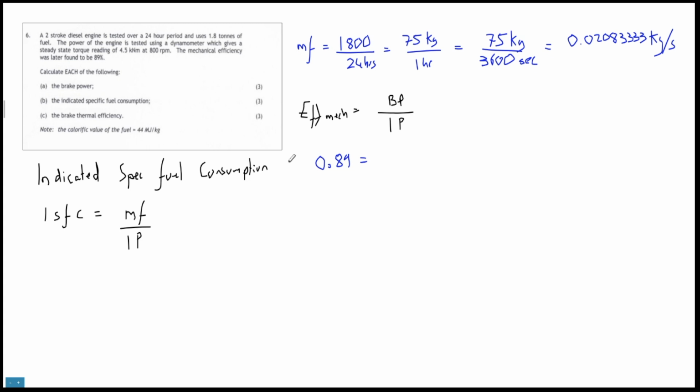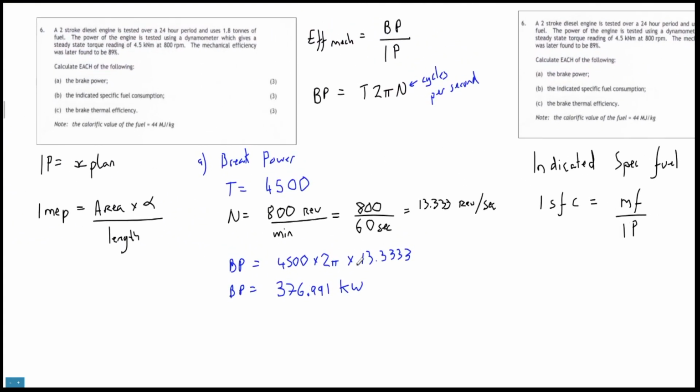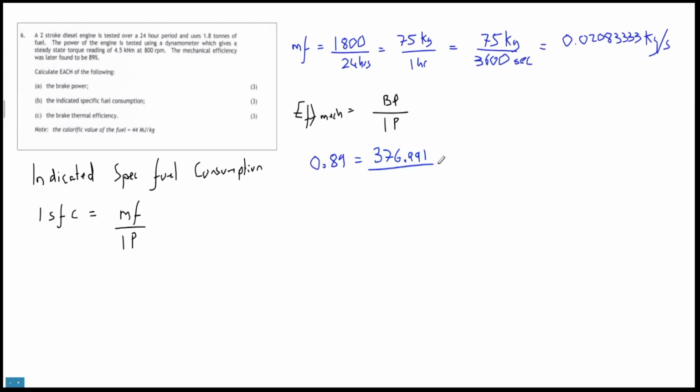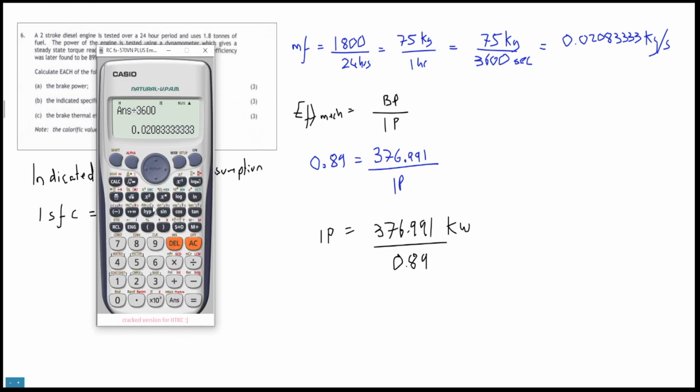My BP, I just calculated on the previous question. I'm going to copy and paste that across. There's 376. Drop it down there. And then my IP, this is exactly what we're trying to calculate. We can flip this around by multiplying through by the IP and dividing through by this 0.89. Effectively, IP is equal to 376.991, in kilowatts, over 0.89. Okay, let's drop that into the calculator.